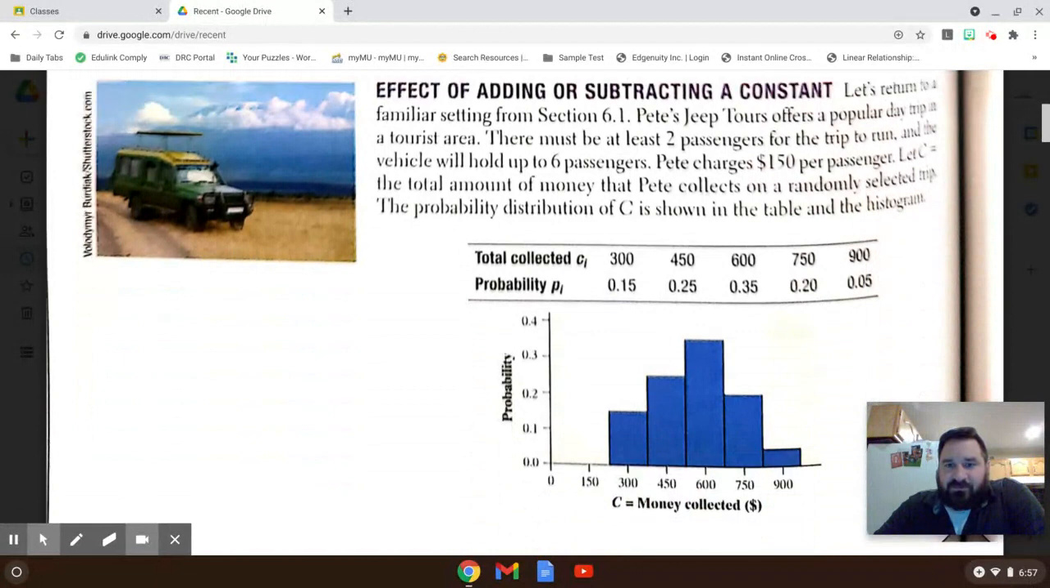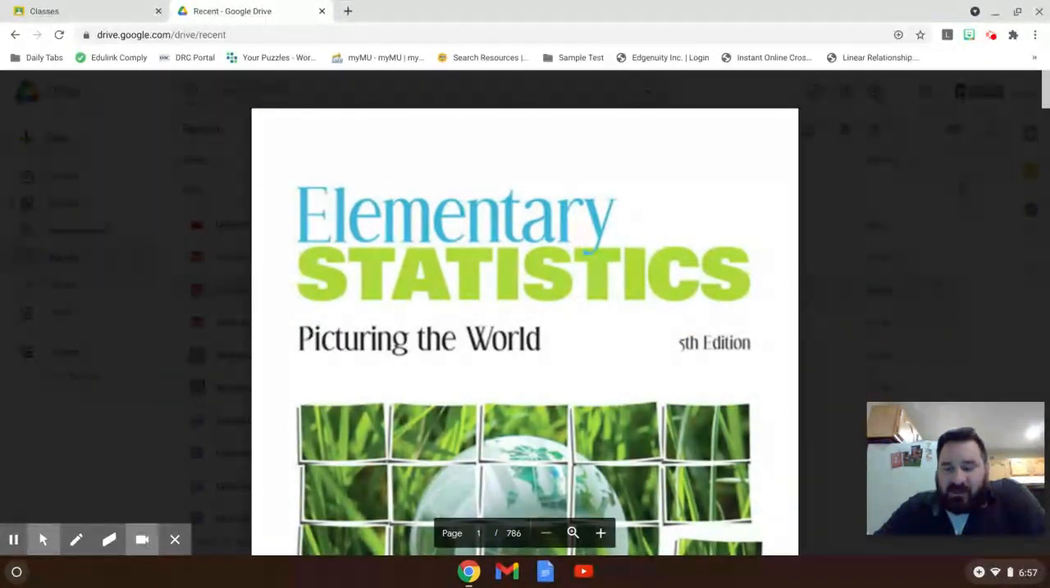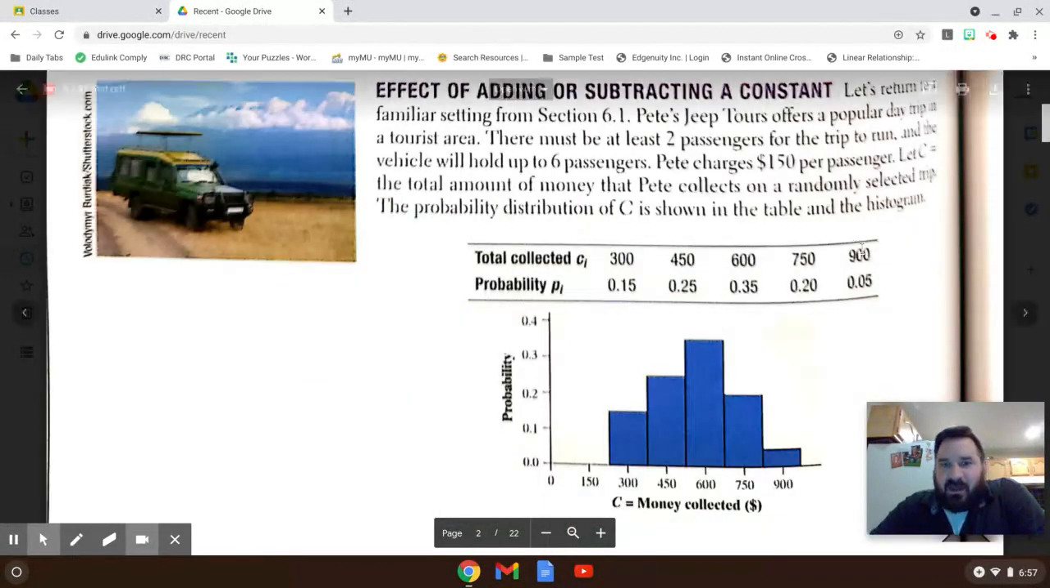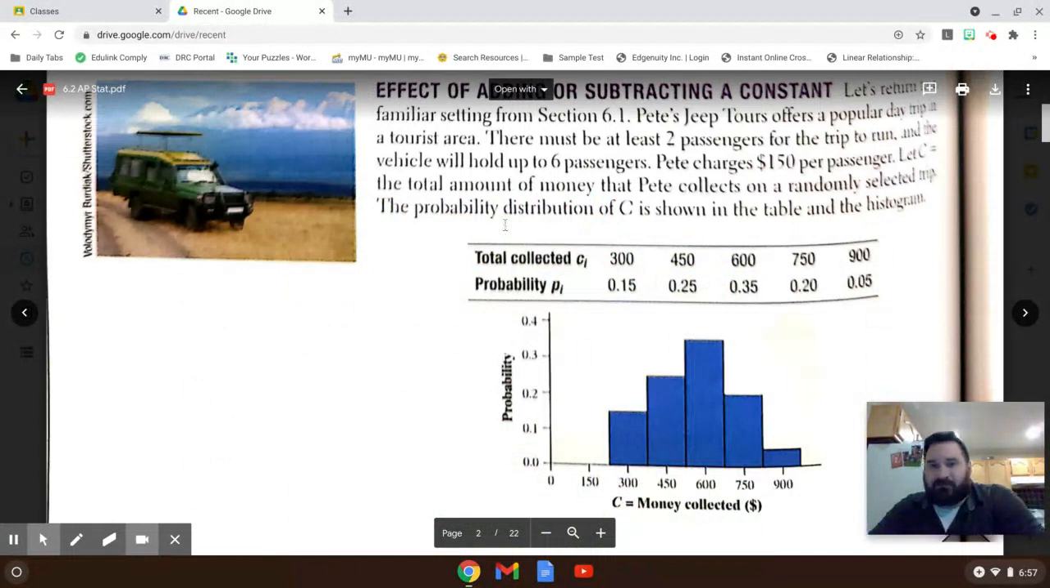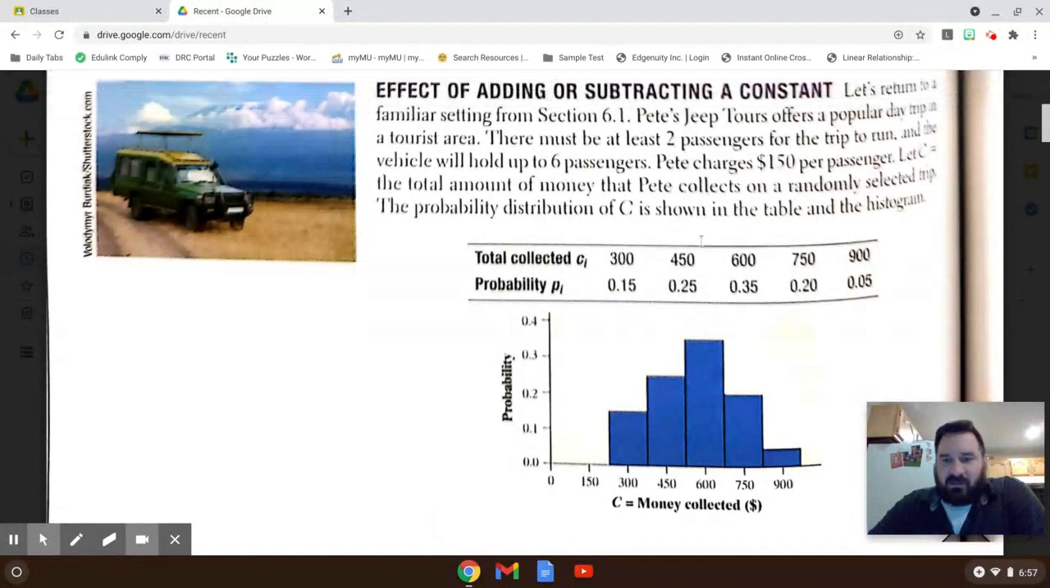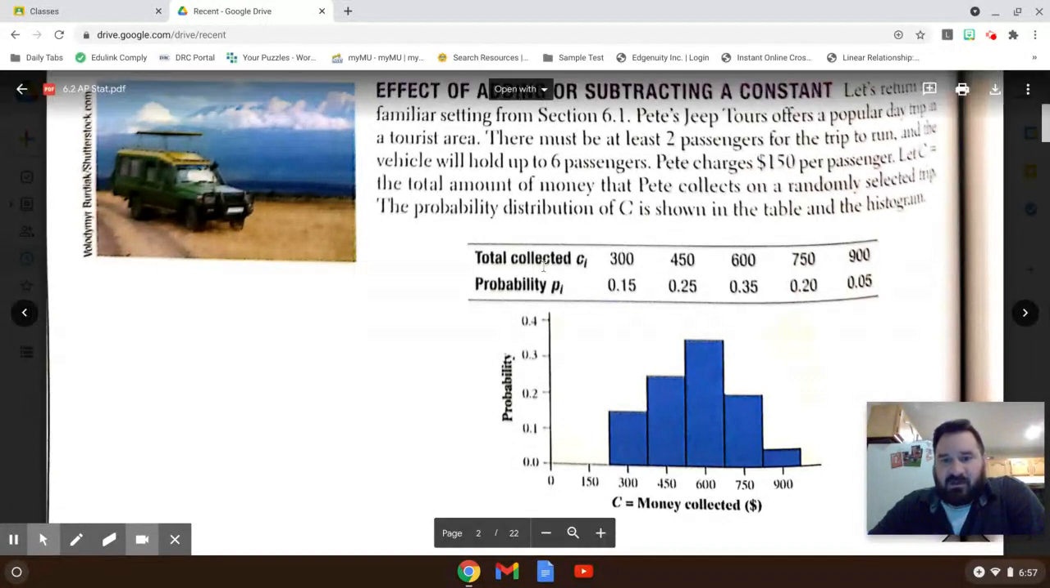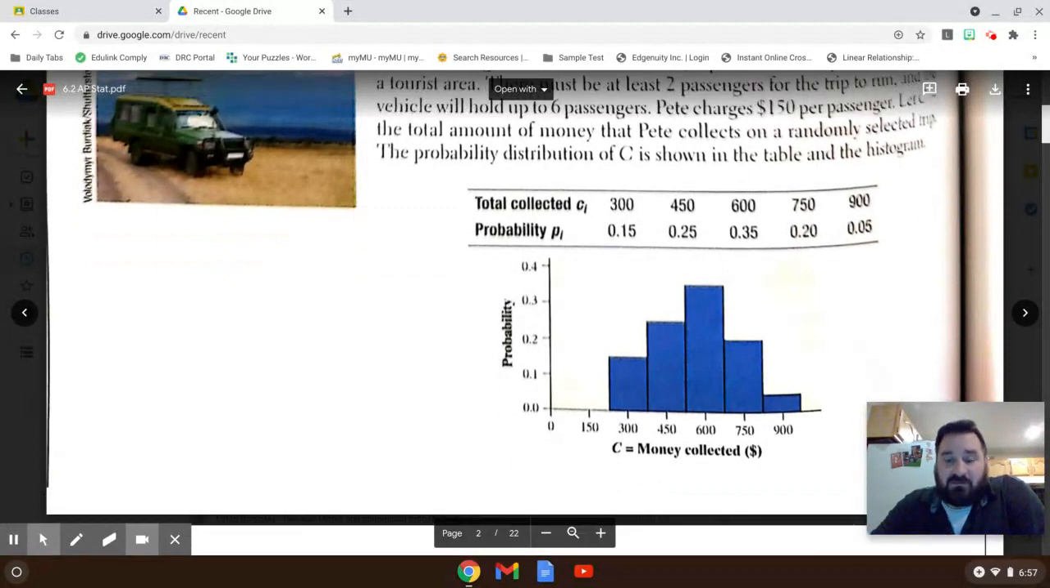So let's look at an example. We actually used this example before. There we go, I did it again. Let's return to a familiar setting. It was Pete and his Jeep tours. Okay, so he's got to have 2 passengers for the trip to run. That holds up to 6, and Pete charges $150 per passenger. So here's your 2-passenger price, 3, 4, 5, and 6-passenger prices, and the probabilities based on his experience. And there's your distribution. Okay, so we're going to manipulate it somehow.